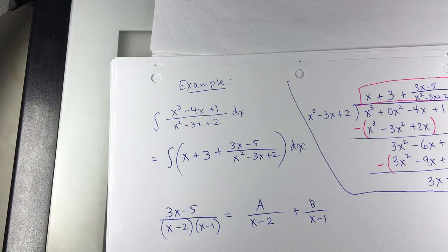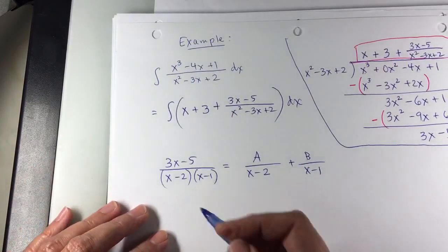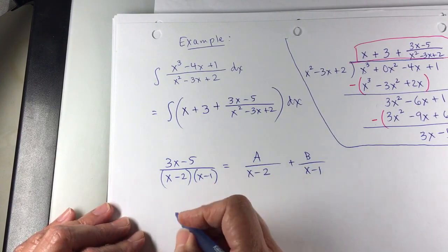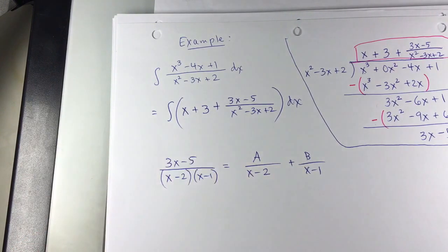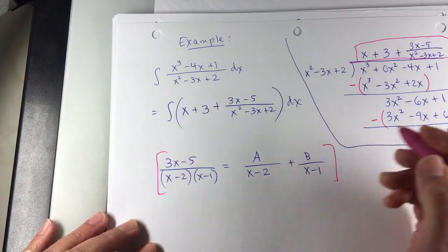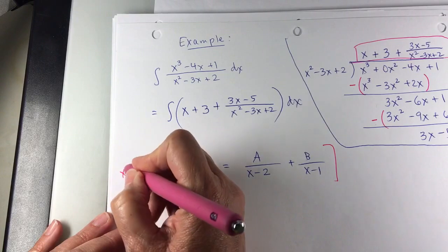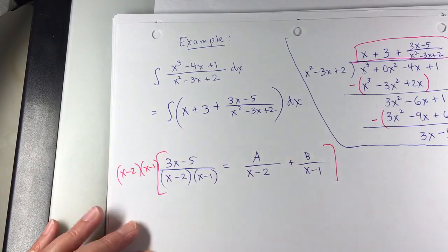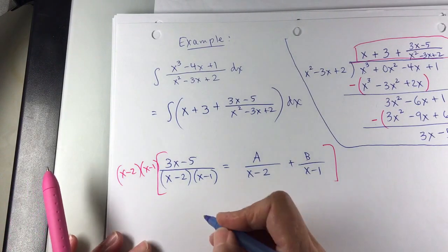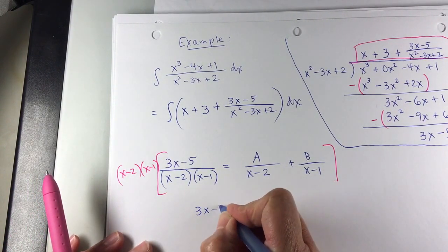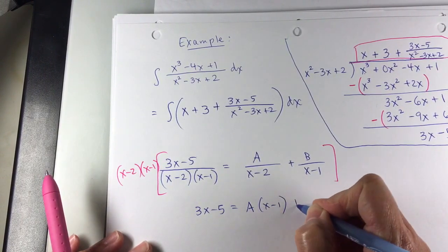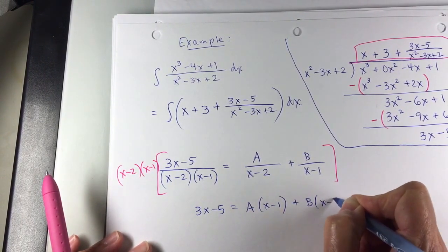I guess we'll finish it. Okay. I was thinking to kind of leave it and say, now we've done enough, you finish it. But we're gonna do what I did the last time. Multiply the whole thing by x minus 2 times x minus 1. The left side will be 3x minus 5. The right side will be a times x minus 1 plus b times x minus 2.